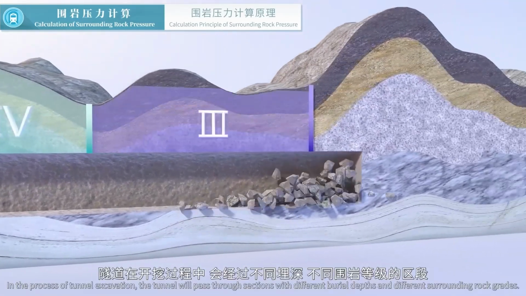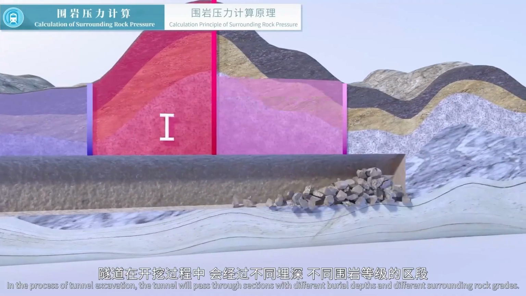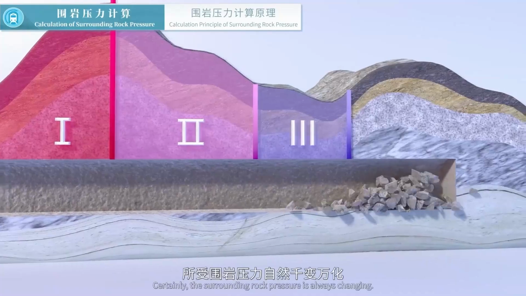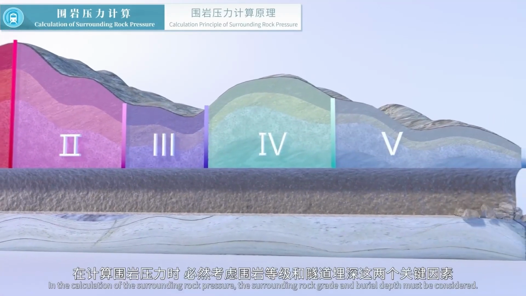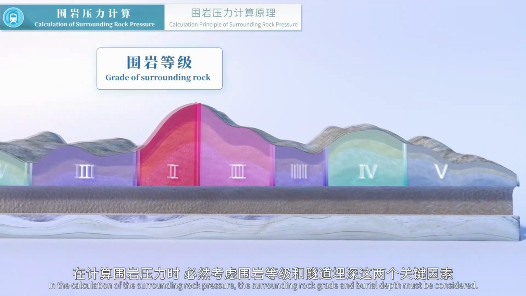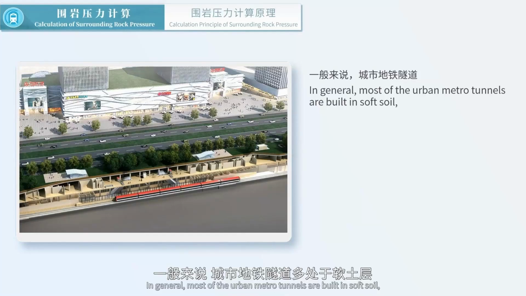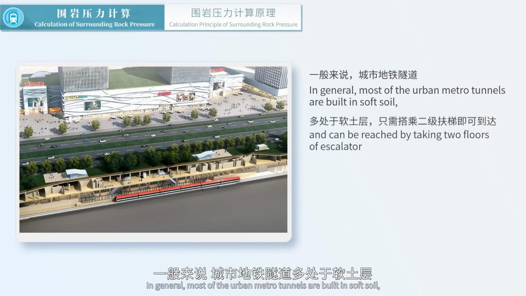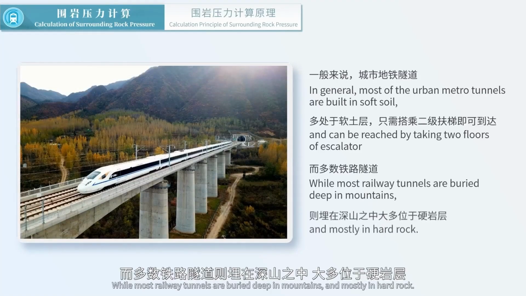In the process of tunnel excavation, the tunnel will pass through sections with different burial depths and different surrounding rock grades. Certainly, the surrounding rock pressure is always changing. In the calculation of the surrounding rock pressure, the surrounding rock grade and burial depth must be considered. In general, most urban metro tunnels are built in soft soil and can be reached by taking 2 floors of escalators, while most railway tunnels are buried deep in mountains and mostly in hard rock.